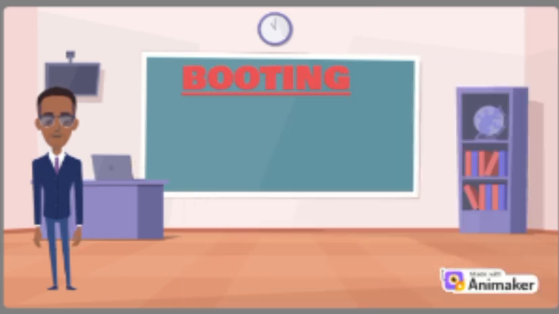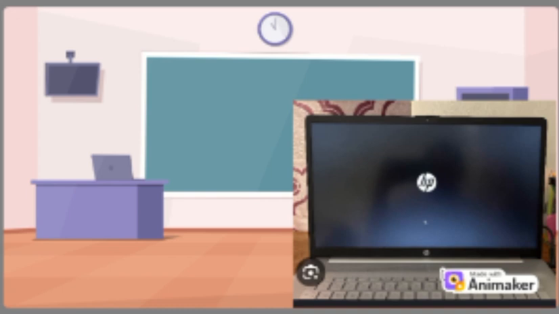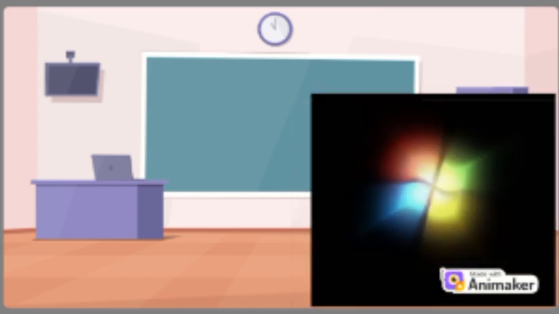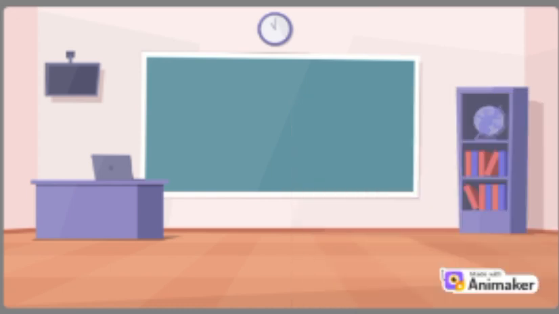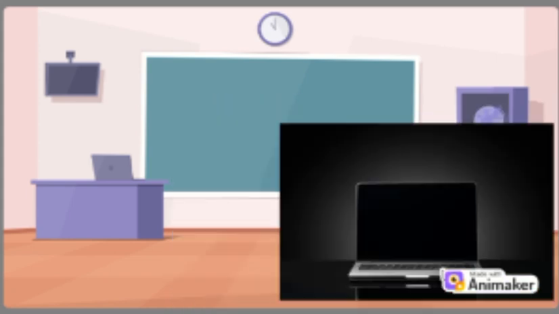Examples of booting in action: desktop computers. When you press the power button on a desktop, you'll see the POST screen, followed by the manufacturer's logo, and then the OS loading screen, like Windows or Mac OS. After a few moments, you reach your desktop where you can start working. Laptops go through the same booting process but often include additional steps, like checking the battery status. After powering on, you might see the laptop's logo and then a login screen.